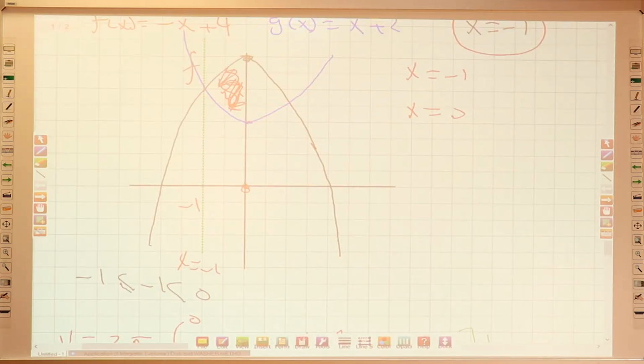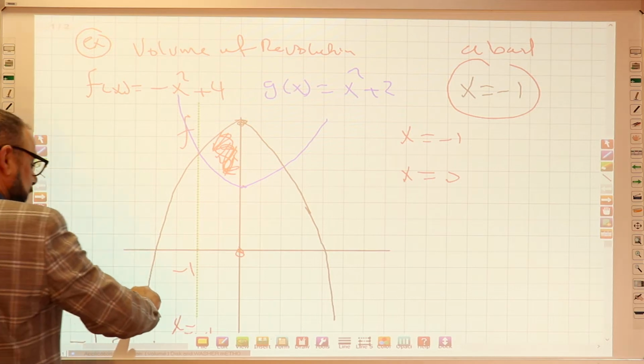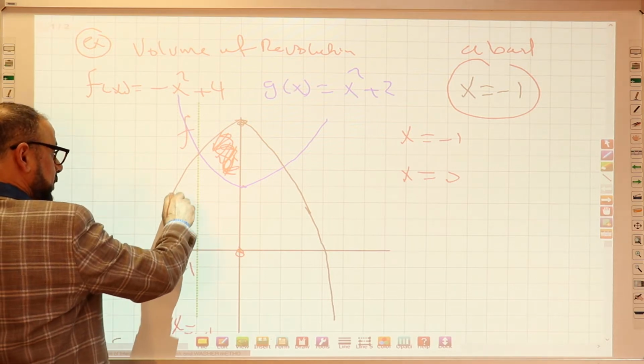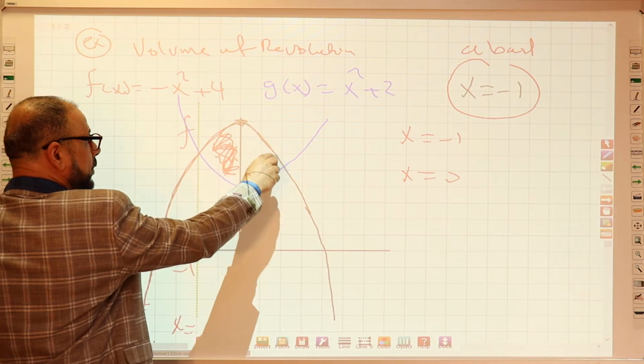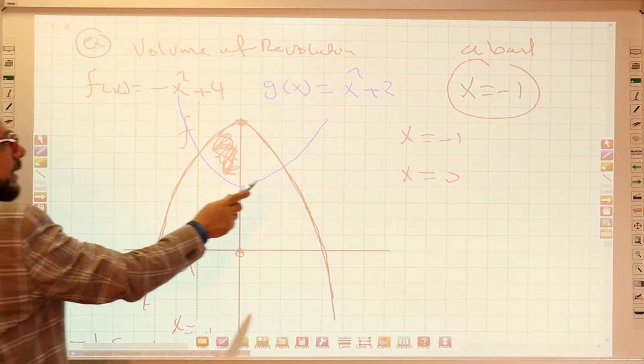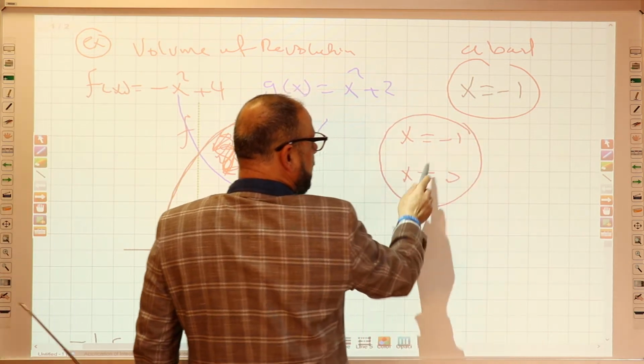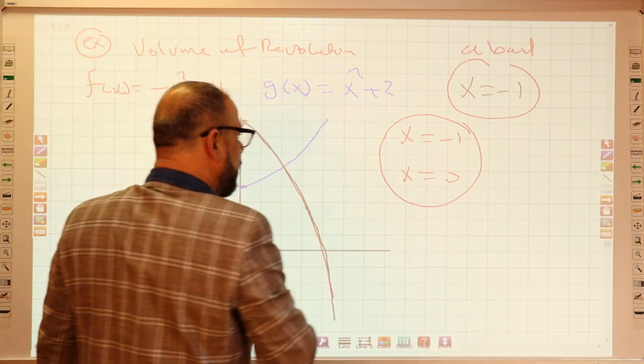Okay, I asked you to find the volume of revolution for the function f(x) equals negative x squared plus 4 and g(x) equals x squared plus 2, right? I can change this to red. You have to watch the previous video. The top is the red, negative x squared plus 4. Then I need the volume about x equals negative 1, and my limits are from negative 1 to 0.